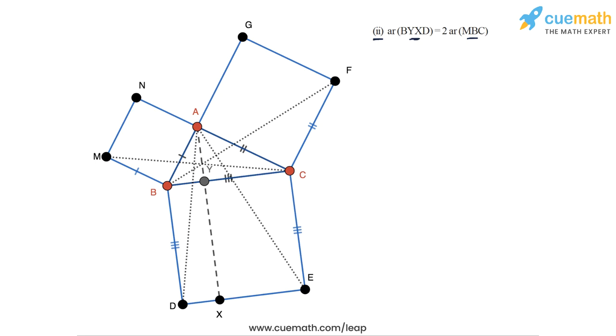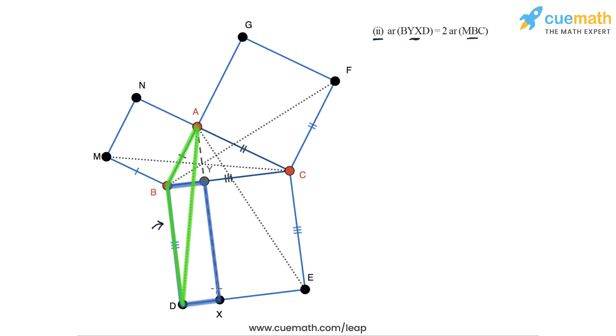So here's the logic that we can use to do this. First we can compare the area of BYXD with the area of triangle ABD. These two are on the same base BD and they are between the same parallels BD and AX. Why is BD parallel to AX?